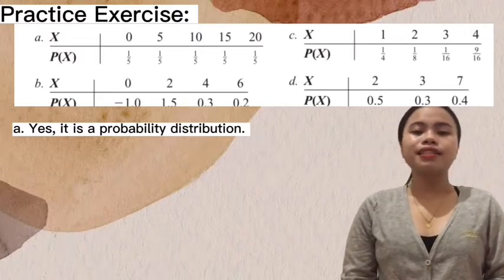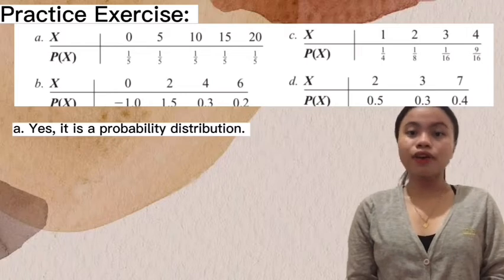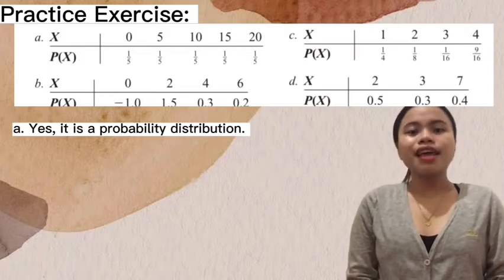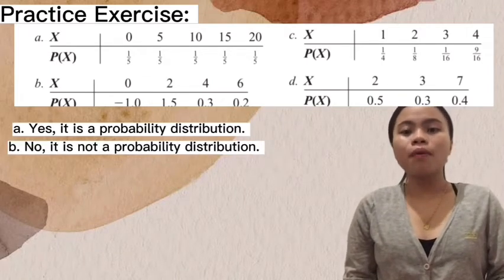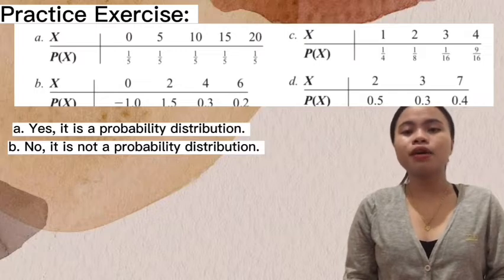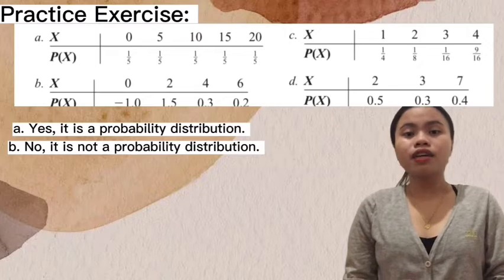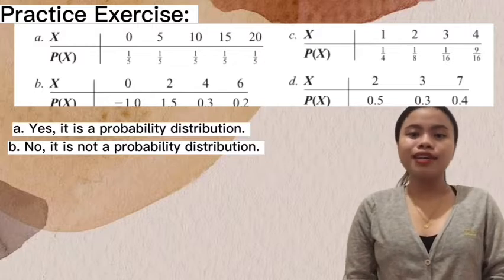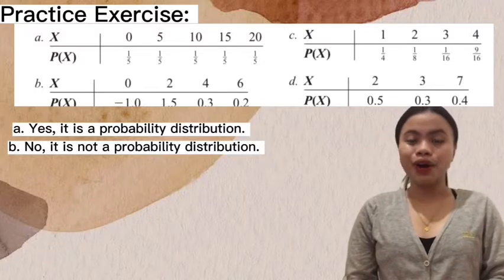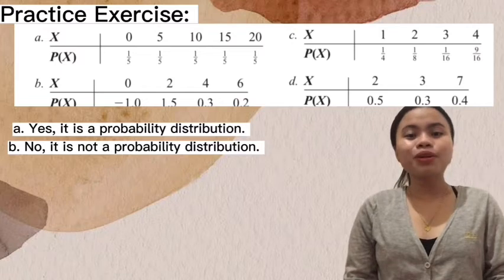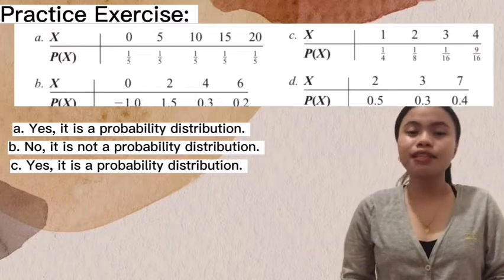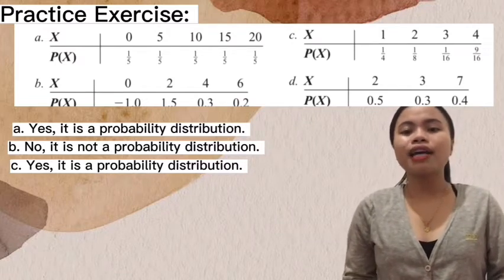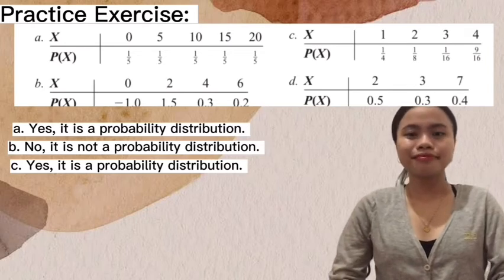For B, is it a probability distribution or not? The answer will be no, it is not a probability distribution since the p of x cannot be 1.5 or negative 1.0. Thus, it violates the two requirements for a probability distribution. For C, is it a probability distribution or not? The answer will be yes, it is a probability distribution since it abides by the two requirements.